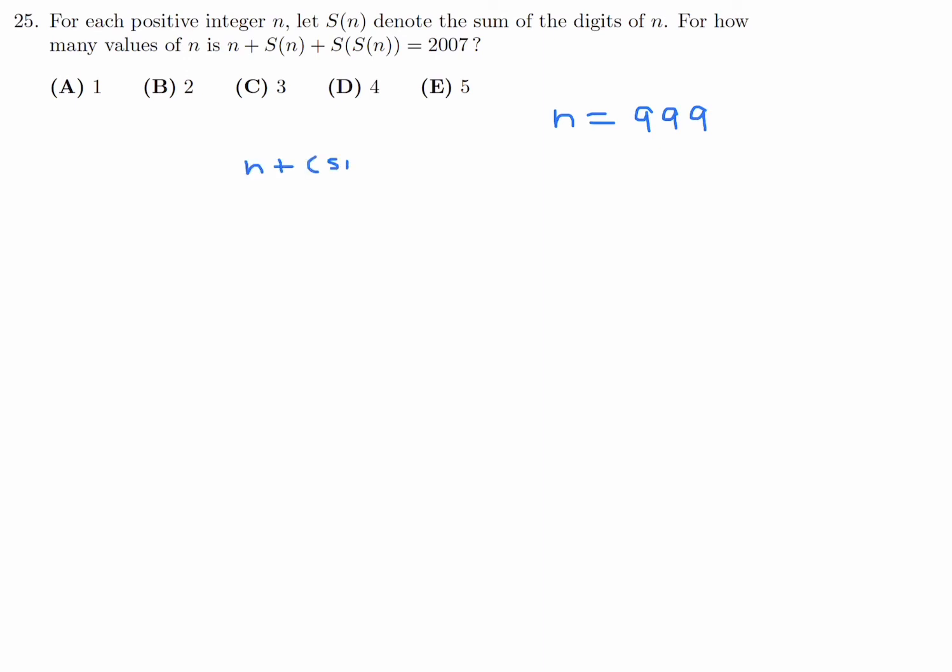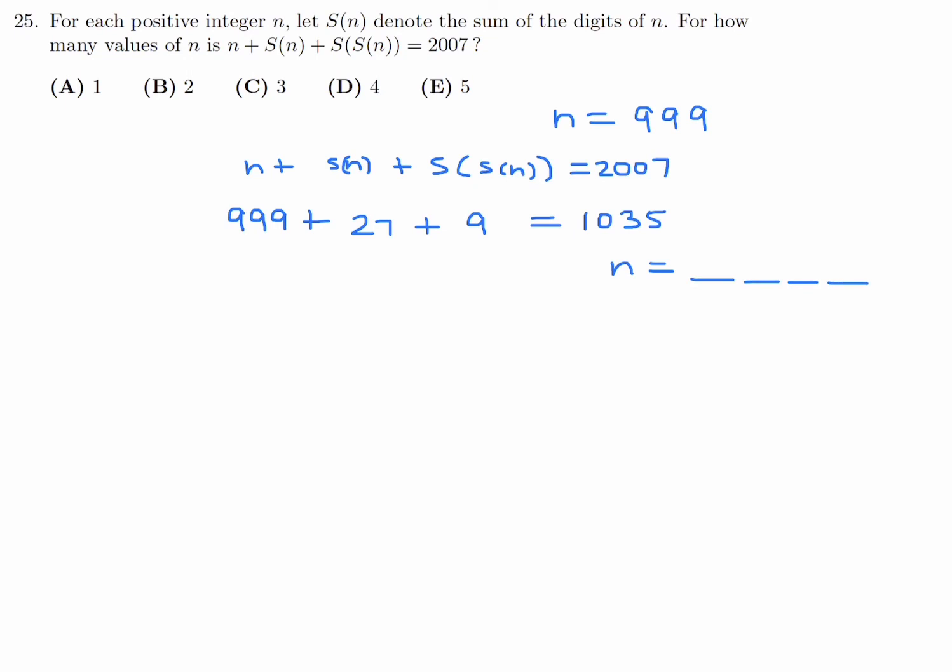n plus Sn plus the S of Sn has got to be 2007. Well, n is 999, plus Sn, the sum of the digits of 999, which is 27, plus the sum of the digits of 27, which is 9, and that is equal to 1035. So I fall quite short of 2007. That means n must be a 4-digit number.